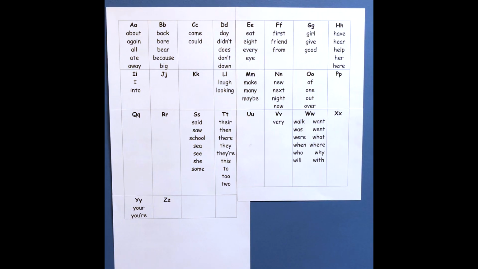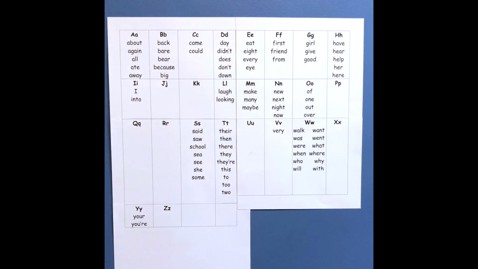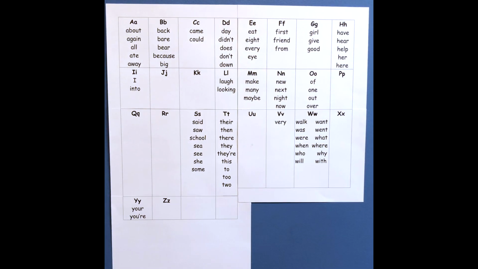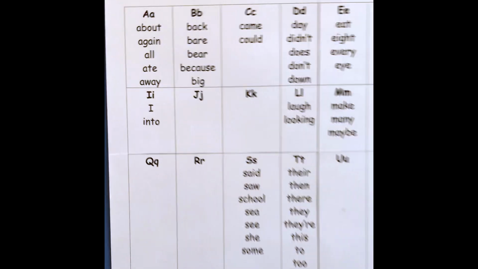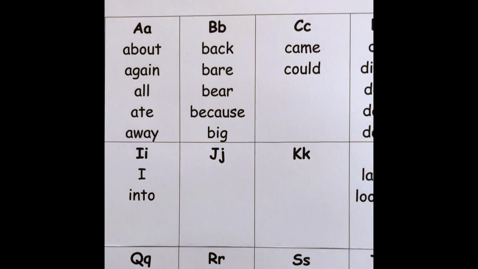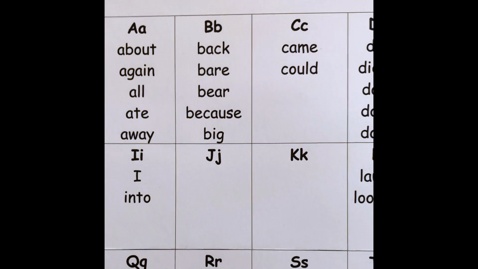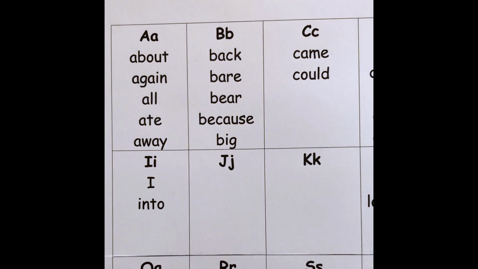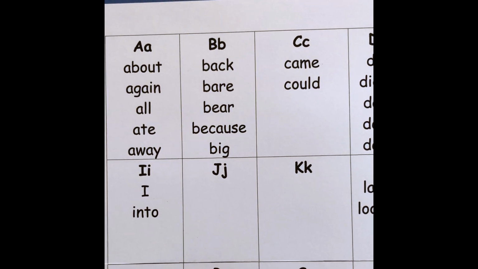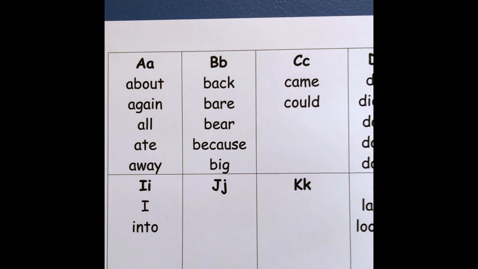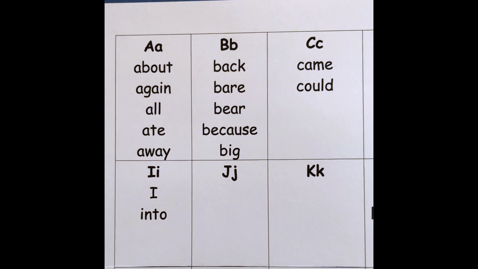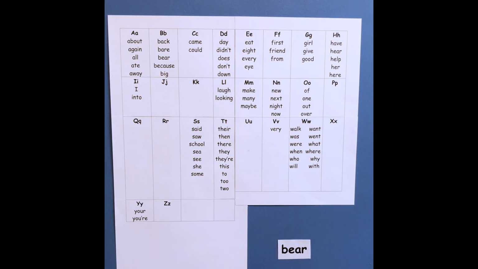I spy with my little eye a word that starts the same as the word banana. It ends with the same sound as the word car. It has four letters. It has a vowel team. Which word is it? The word is bear.